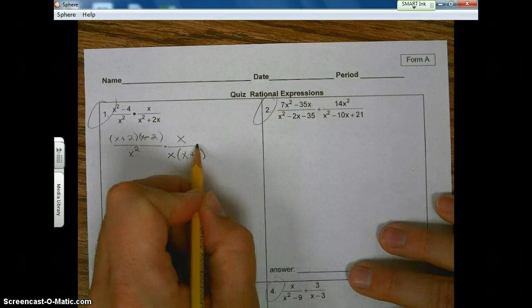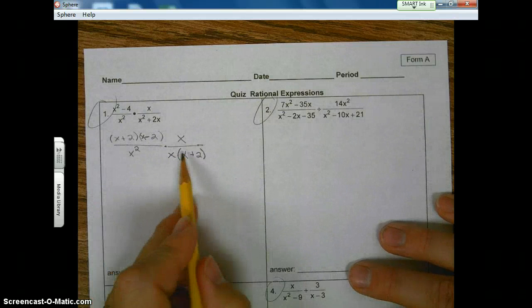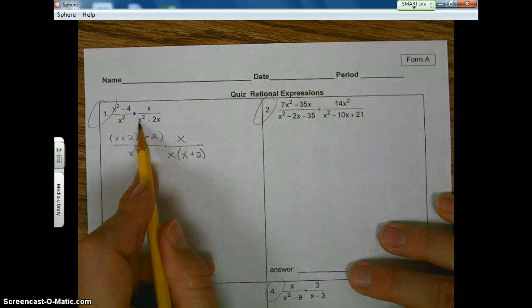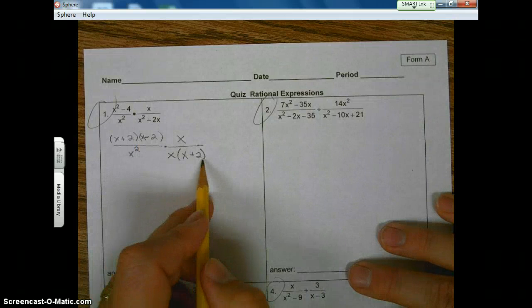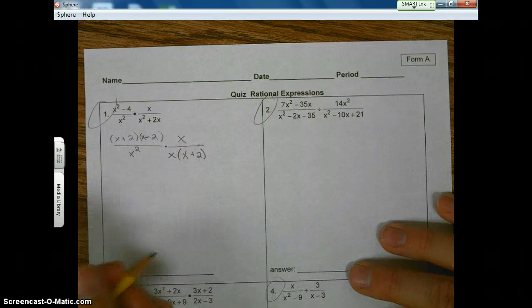Now you can check to see that you did it right by distributing it back in. X times x is x squared. X times 2 is 2x. So we factored it correctly.